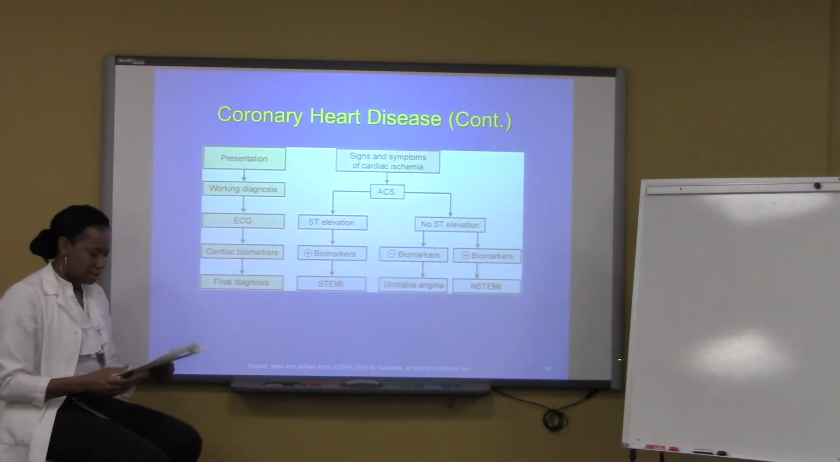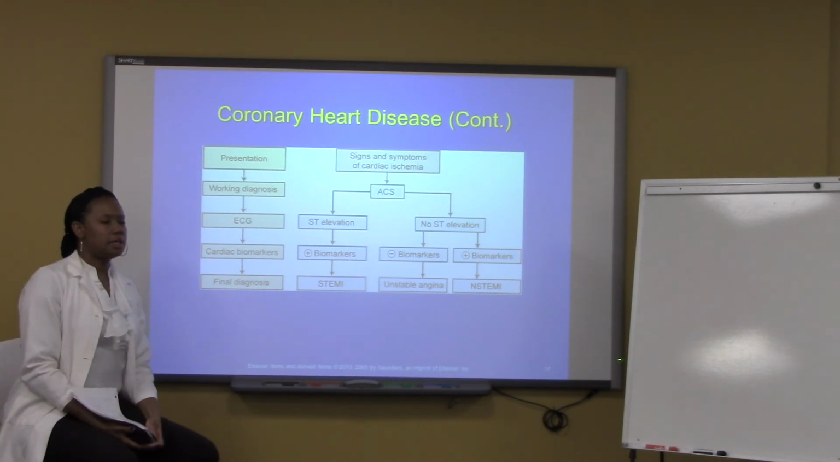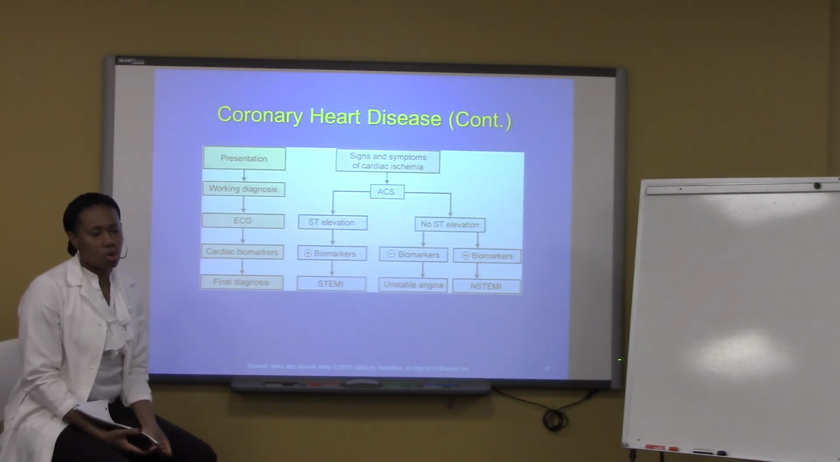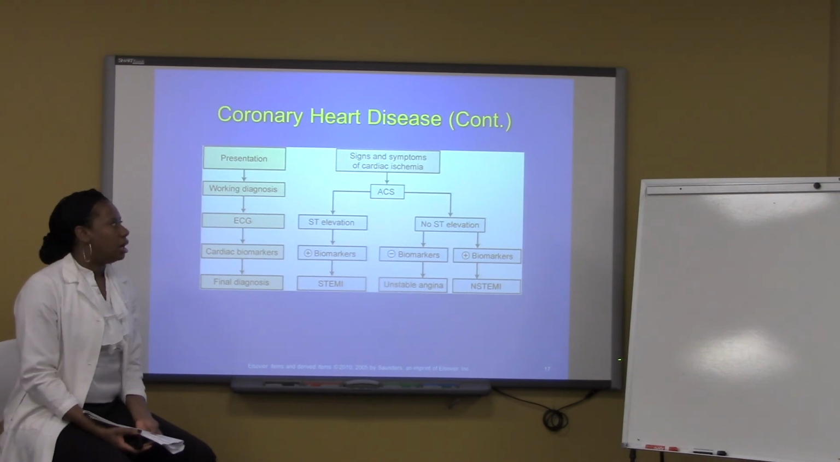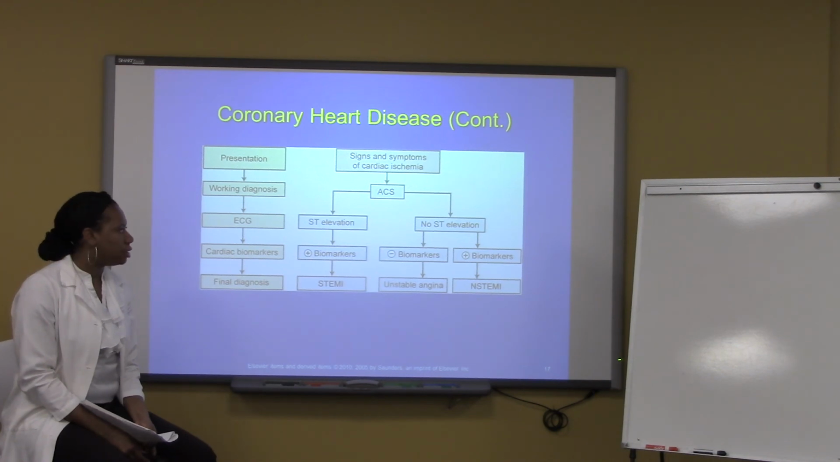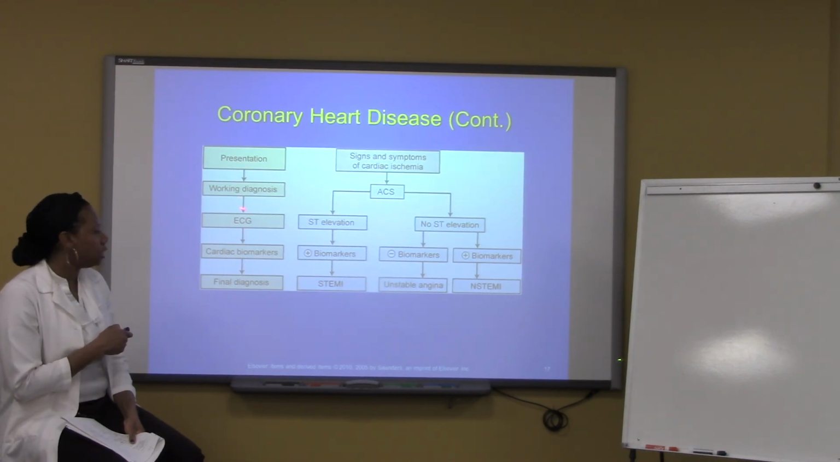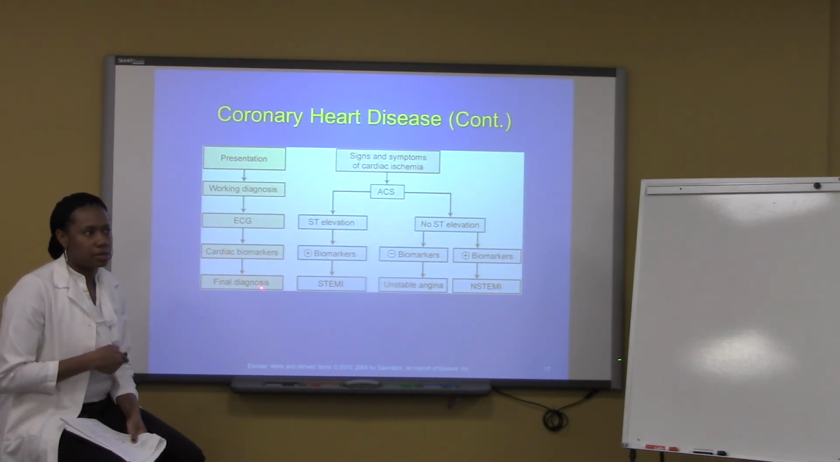So let's go over this. Now this chart, I definitely want you to know, I always ask questions, okay, from this chart. And I like this chart because it really breaks down what is going on with your patient, and as far as the difference between unstable angina and MI. Now, they have here, very nicely, presentation, working diagnosis, okay, so when you do your testing of an ECG, cardiac biomarkers, and then, from getting all of this, what is going to be your final diagnosis?